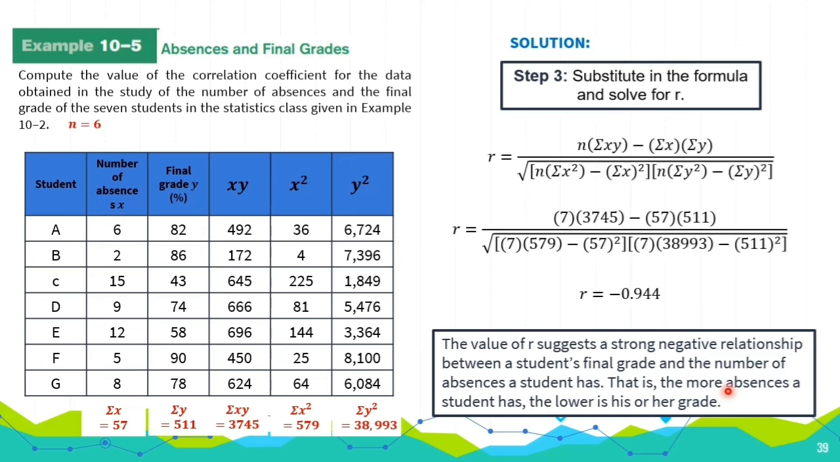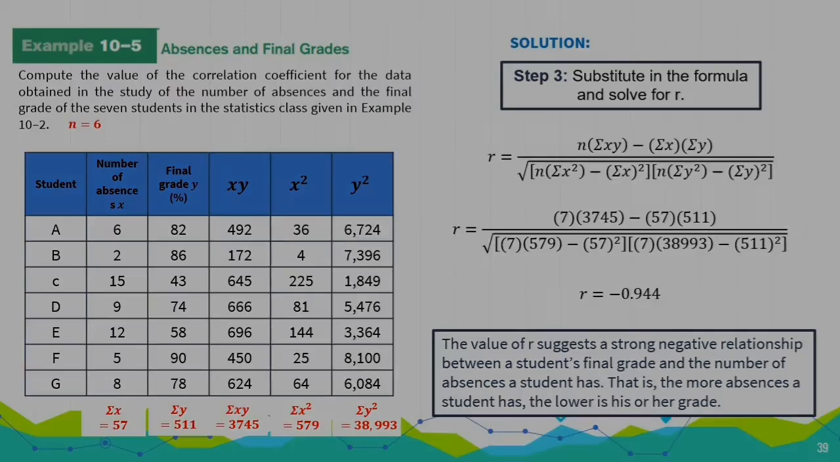The value of r suggests a strong negative relationship between the student's final grade and the number of absences a student has. That is, the more absences a student has, the lower his or her grade. It is a strong negative relationship because the value of r is close to negative 1.